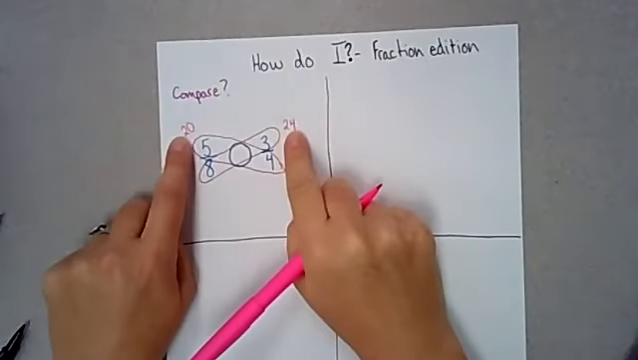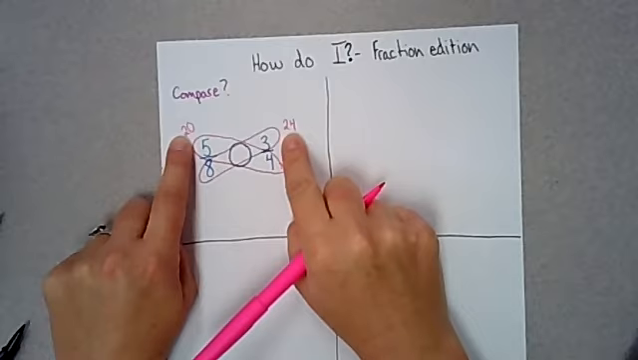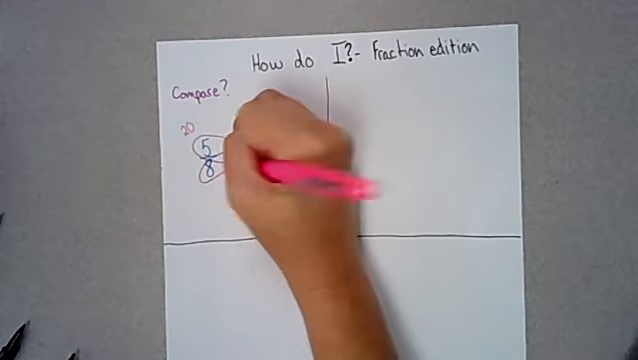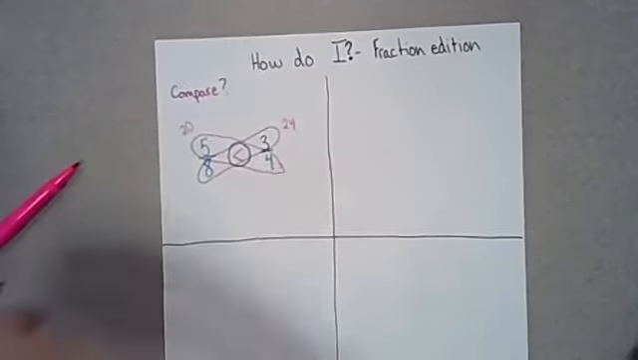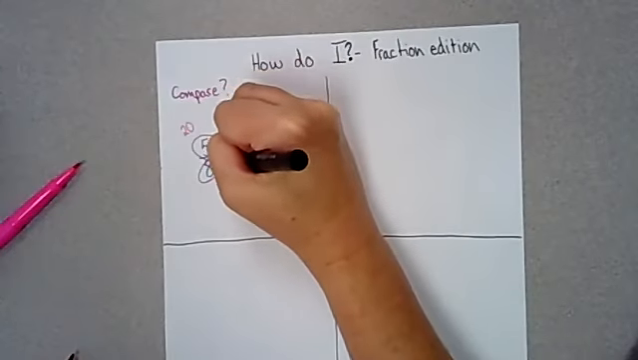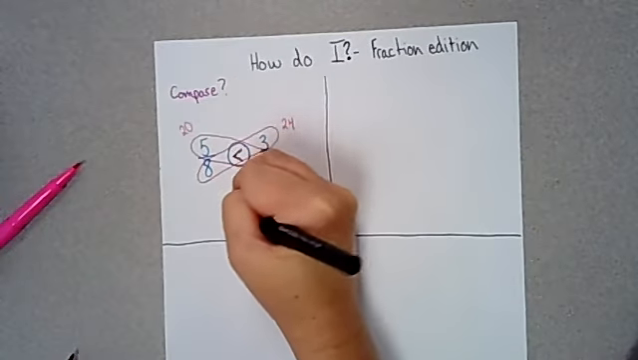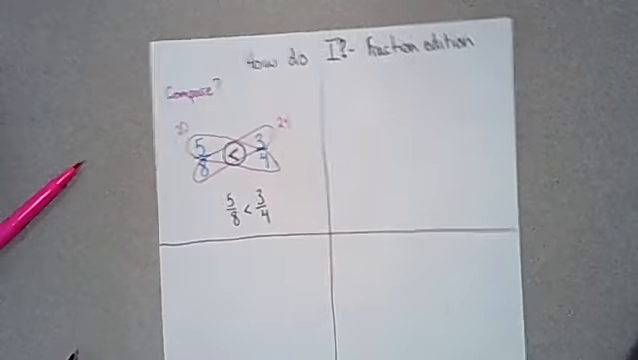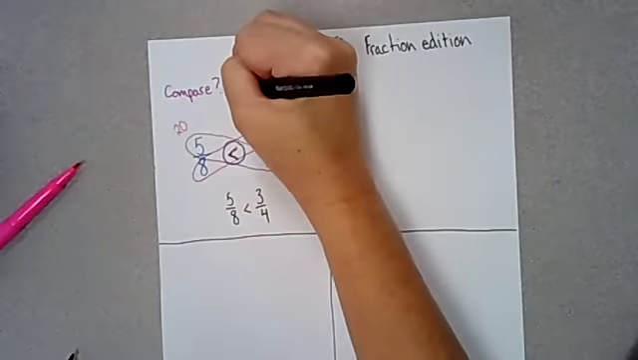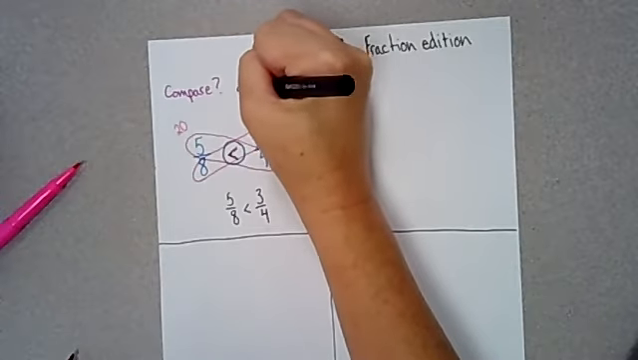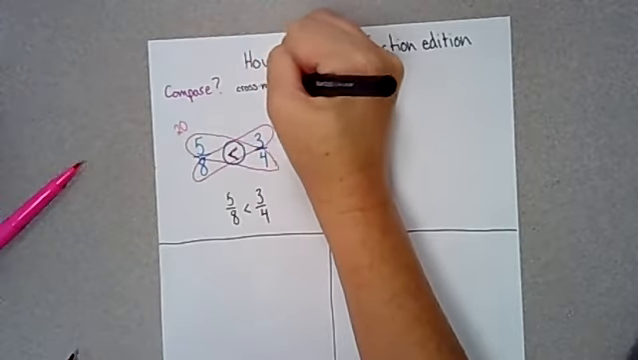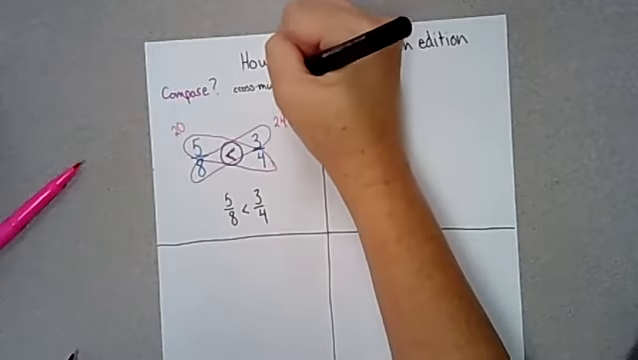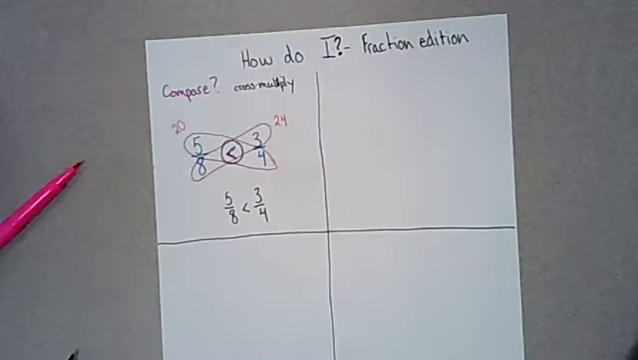So look at these two numbers. Whichever one is bigger, that fraction is bigger. So the answer is this is larger, because this is what the alligator would eat. So 5/8 is less than 3/4. Okay, so I'm going to write up here, cross multiply. If you have to, do that first. All right, cross multiply.